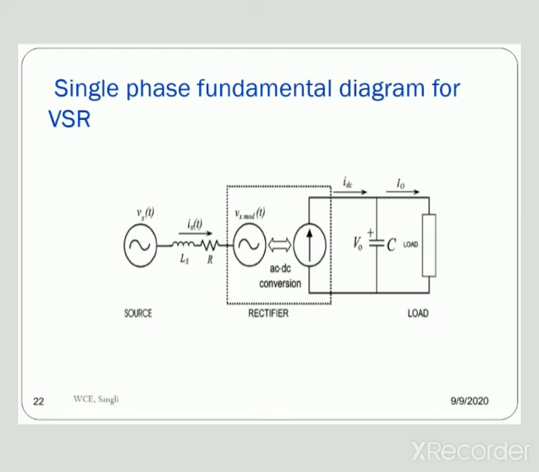So the single phase fundamental diagram is shown in the figure. In that particular system, the source is available for supplying the system, then resistance and inductance are also available. If we get the supply of AC, it is converted to DC and this DC is applied to the load. So this is the single phase fundamental diagram of VSR.